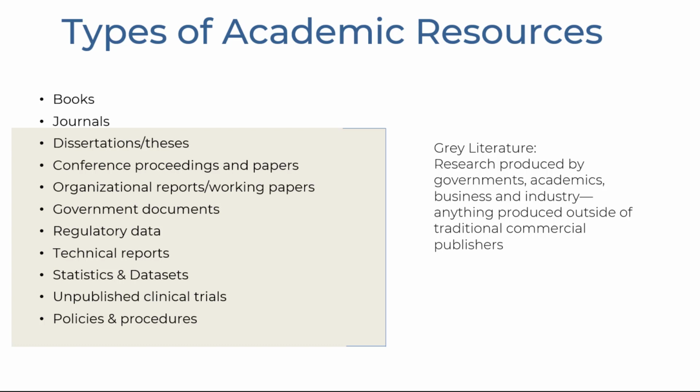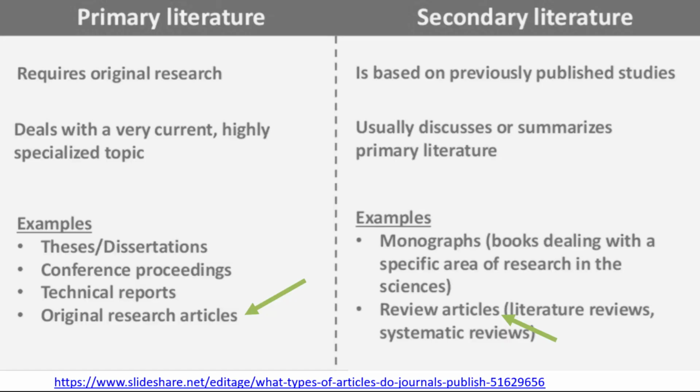These include books and journals, which would be considered traditionally published. And then there are dissertations, theses, conference proceedings and papers, organizational reports, government documents, statistics and data sets, and many more. So anything that you see in that gray box there is considered gray literature, and essentially it's anything produced outside of that traditional commercial publisher. So it can be produced by governments, it can still be produced by researchers, and it can also be produced by businesses. So next we move on to primary and secondary literature.